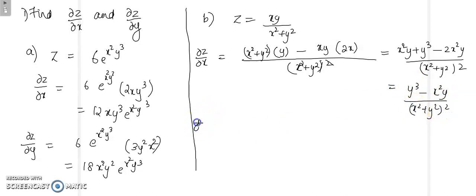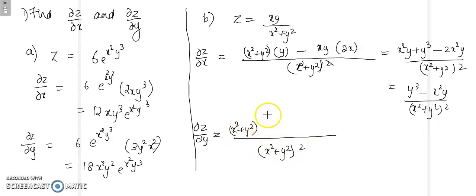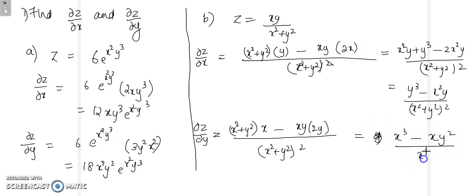Now similarly when you find dou z by dou y, again use quotient rule. So you get x square plus y square whole square in the denominator, then x square plus y square into the derivative of xy with respect to y, which is x, minus xy into 2y. So we are going to get x cube minus xy square by x square plus y square whole square. So that is the derivative.